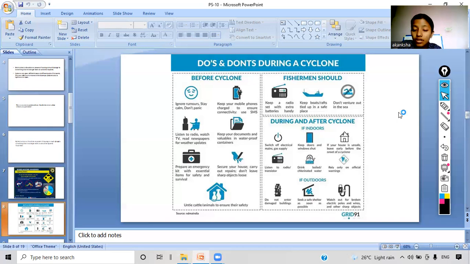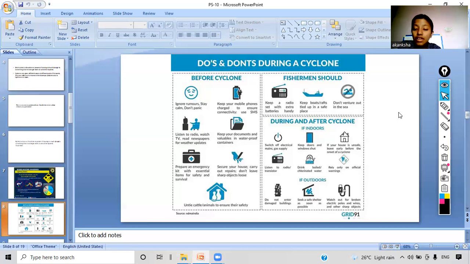So let's see what measures the fishermen should take, because their work is related to water, so they should be more careful, right? They should keep a radio set with extra batteries handy, because radios always give the correct information about the weather. What else? Keep boats and rafts tied up in a safe place, because if they don't tie them up, what will happen? As you saw in the first picture, they will get destroyed. And what is the third point? Don't venture out in the sea. So during or before a cyclone, if a cyclone is about to come, we should not venture out in the sea because it can be dangerous.